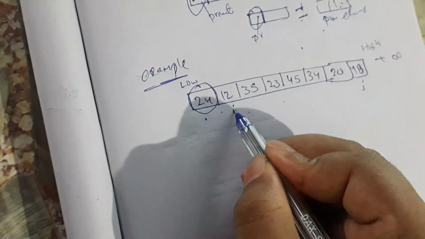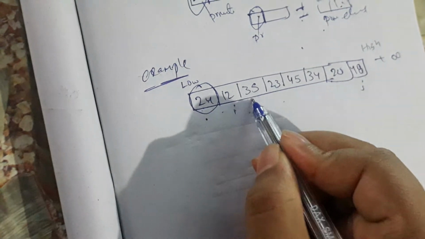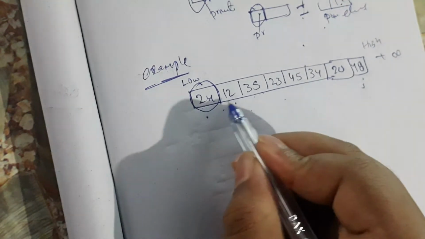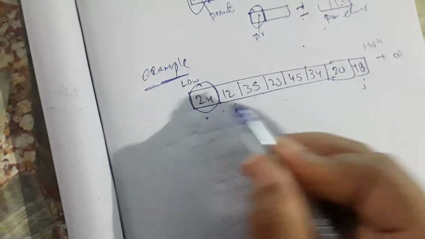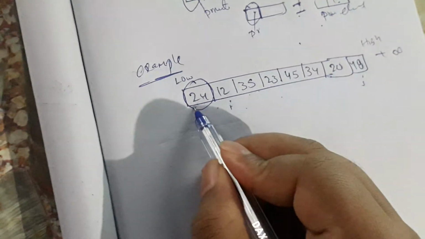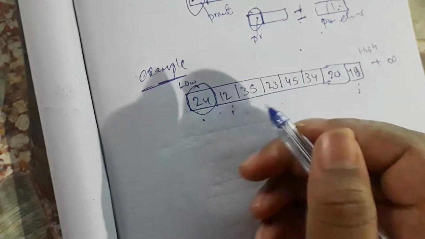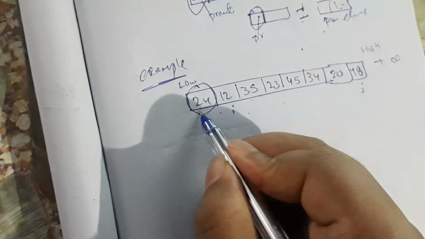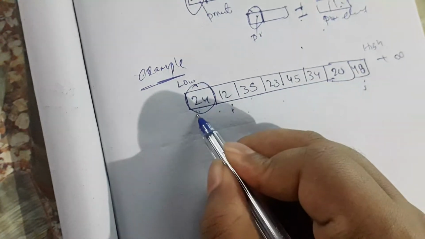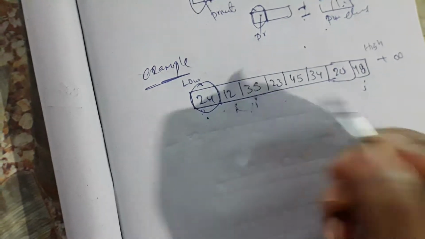This is your I. We compare with the pivot. This side should be larger than the pivot value. This side should be lower than the pivot value. Is 12 greater than 24? No. 35 is greater. Yes. Move I to here.